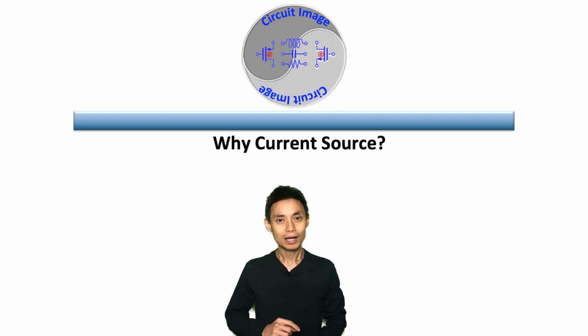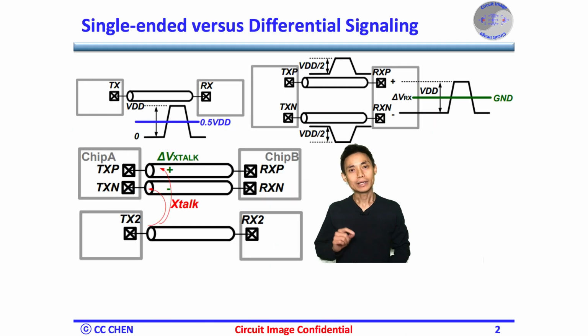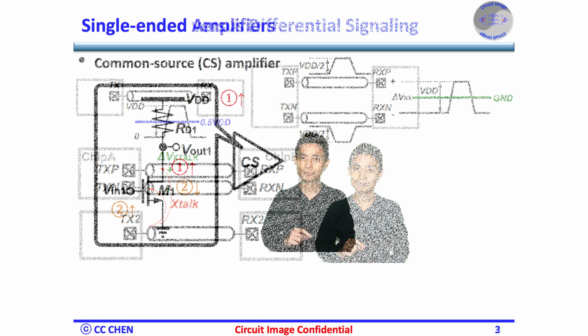In this video, I'm going to show you why you need a current source. From the "Why Differential Signaling" video, we've known that differential signals are preferable to reduce the design challenges of crosstalk, supply switching noise, reference or common mode noise, etc. Then, let's apply the signaling to the amplifier building blocks.